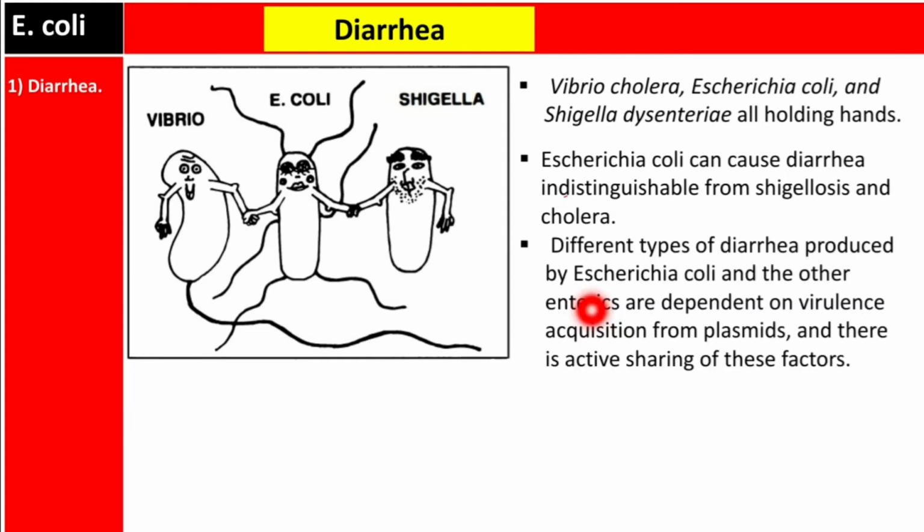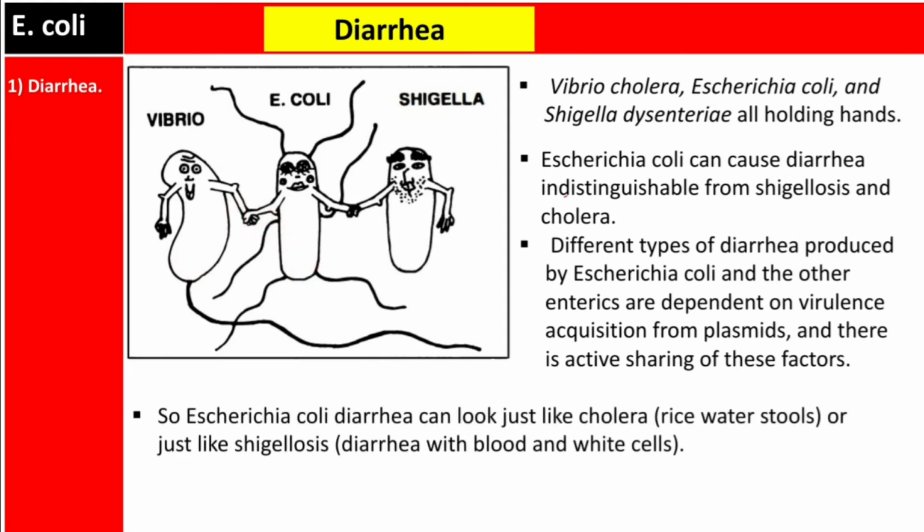This is the main picture. You need to understand this. Different types of diarrhea produced by E. coli and the other enterics are dependent on virulence acquisition from plasmids, and there is active sharing of these vectors. So this E. coli can get some virulence from Shigella or even from cholera. The E. coli diarrhea can look just like cholera, that's rice water stools, or just like shigellosis, that's diarrhea with blood and white blood cells.